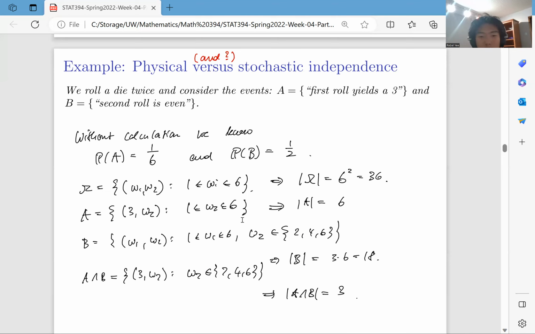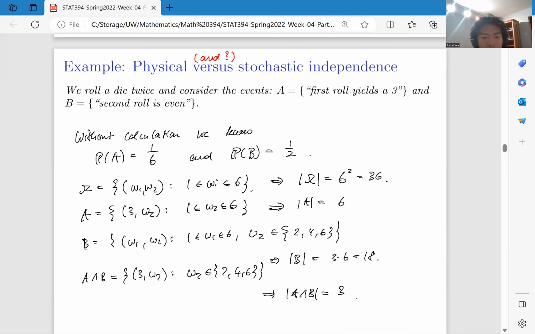So first of all, we will discuss the first roll and the second roll. It's a two-stage experiment, so we will form a sample space with W1 and W2. In the A case, W1 must equal 3 and W2 can be anything. So it's totally six different cases. If we calculate this out, it is 6 divided by 36, which is the cardinality of the sample space. So it is 1/6.